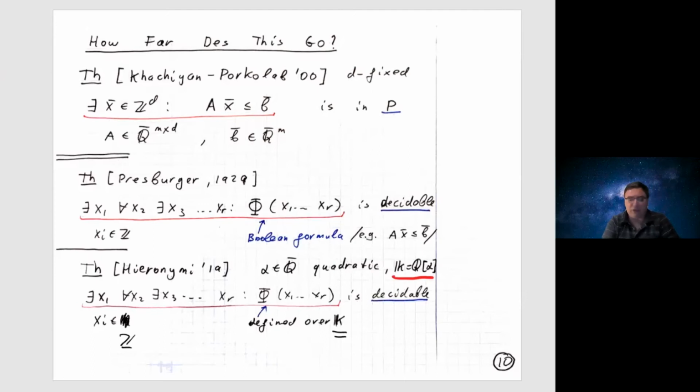This is not an easy theorem. Presburger's theorem is covered by people who study standard graduate courses in logic. This is dozens of pages. Everyone okay with this? Yeah, can I move on?